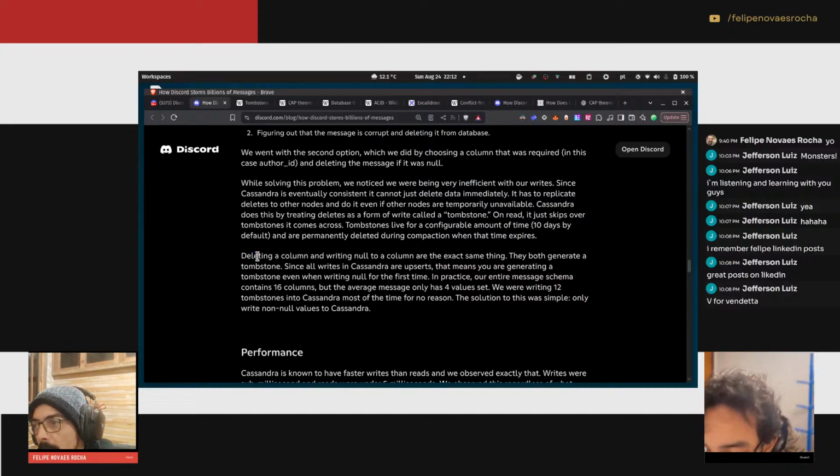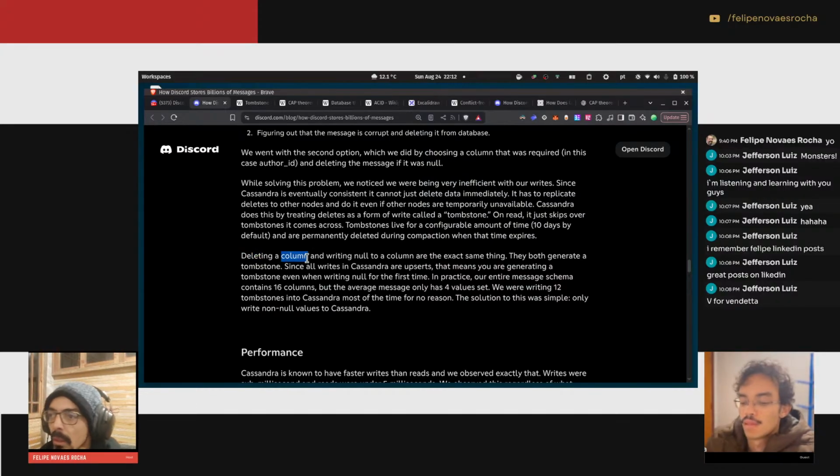Interesting. So deleting a column and writing a new value to a column are the exact same thing. Yeah, makes sense. They both generate a tombstone. Since all writes in Cassandra are upserts, you are generating a tombstone even when writing new for the first time. In practice, our entire message scheme.